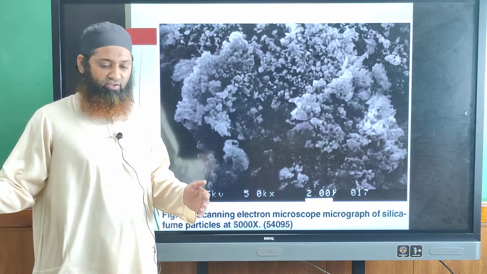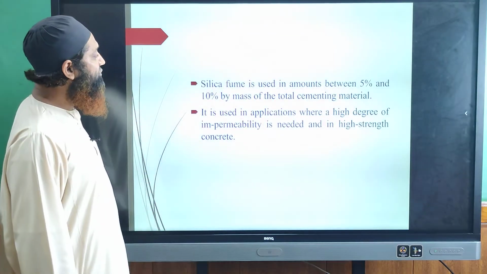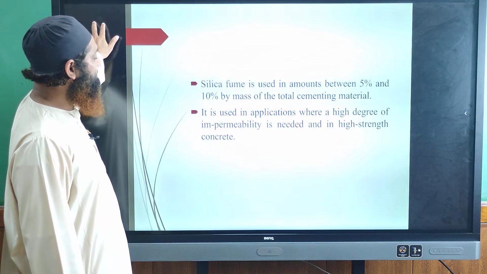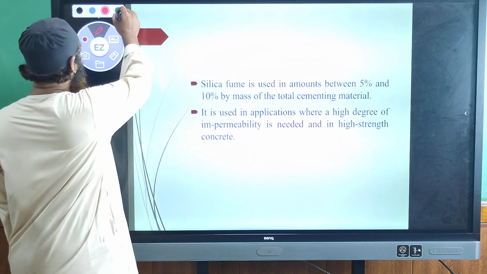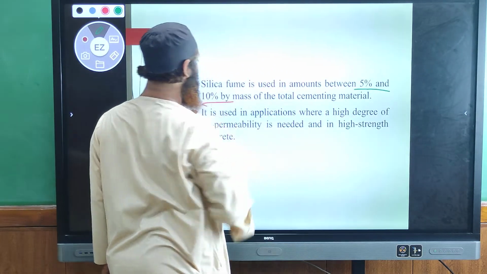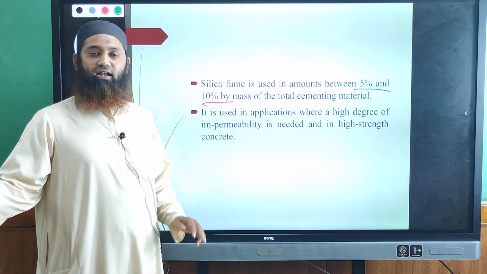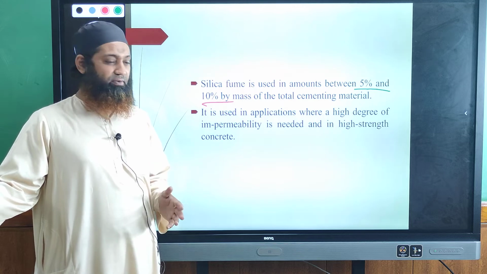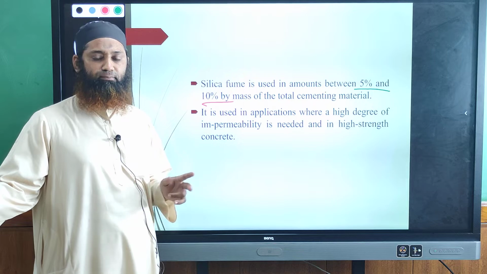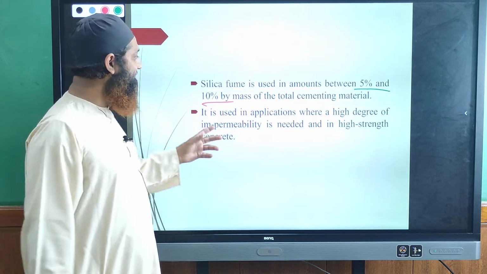When mixed with other materials, how does it perform? Silica fume is used in amounts between 5% and 10% by mass of total cementing material. What is important here is that it is used only at about 5 to 10%. It can be replaced partially. It can't replace the cement completely, but only 5 to 10% of whatever cement we have used.